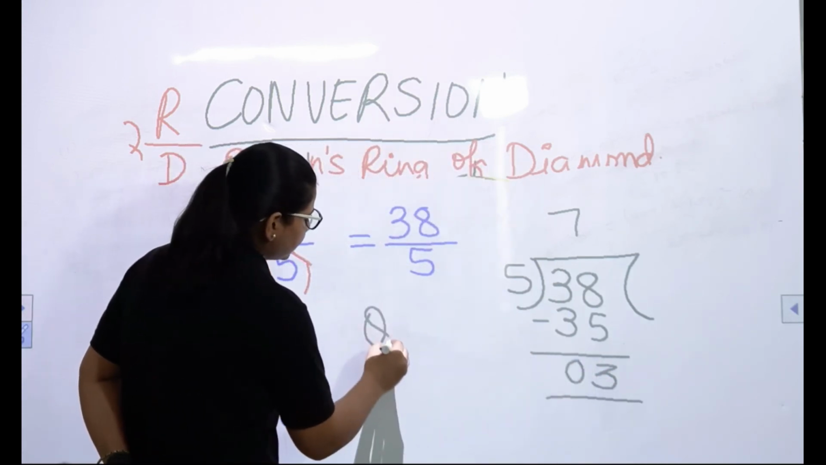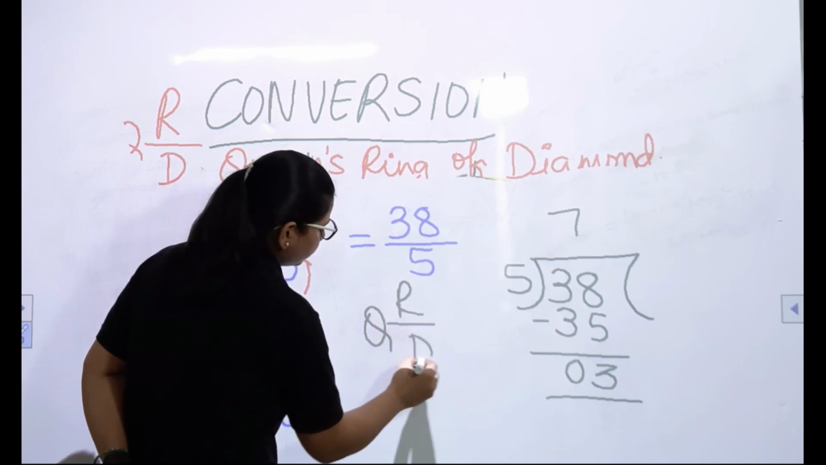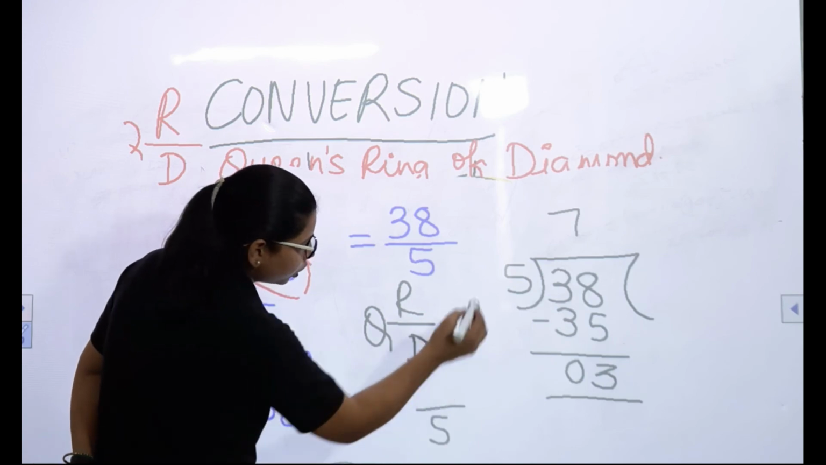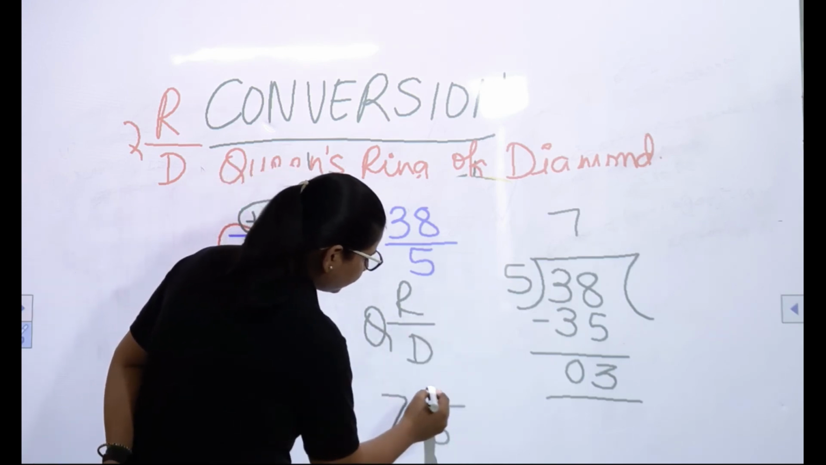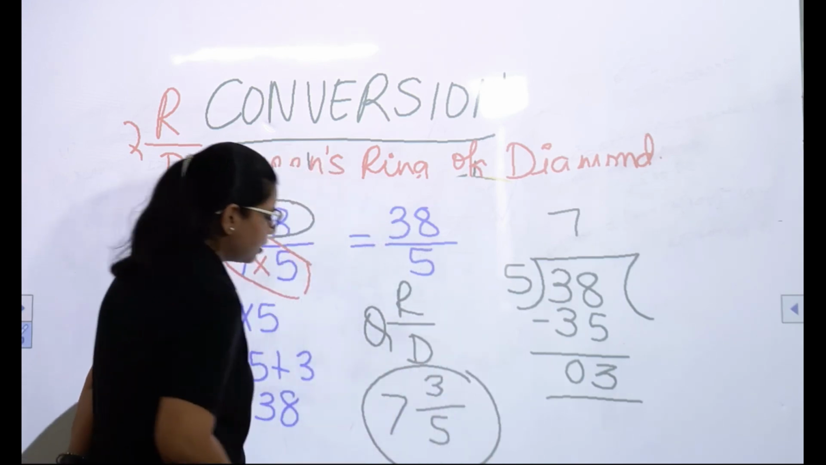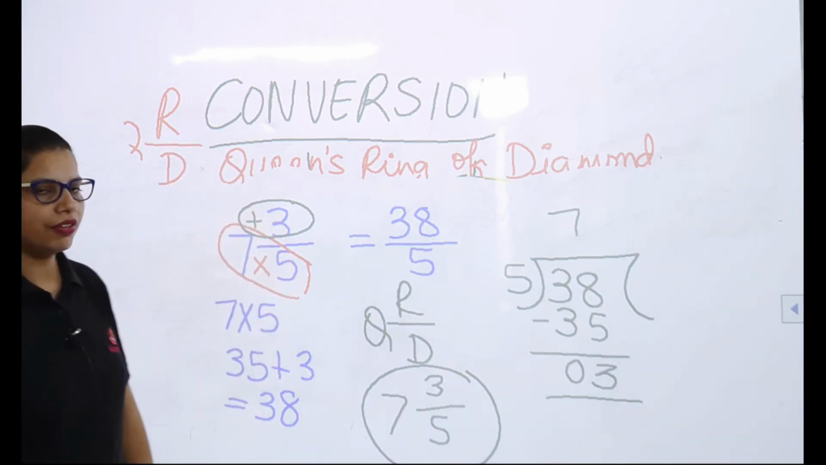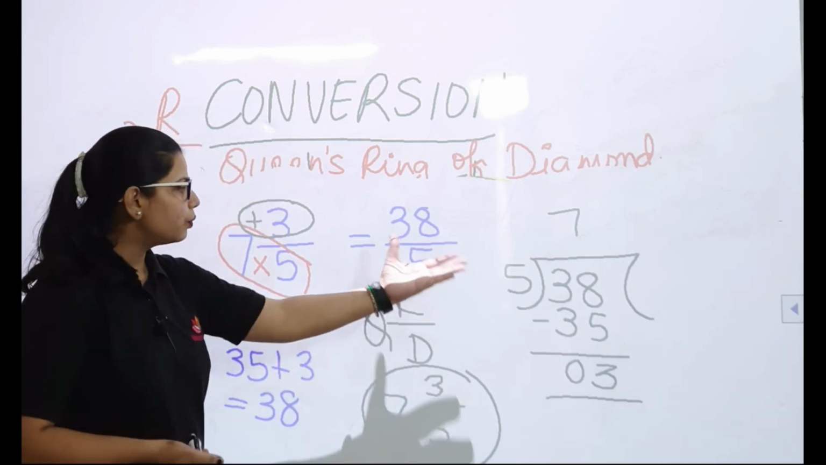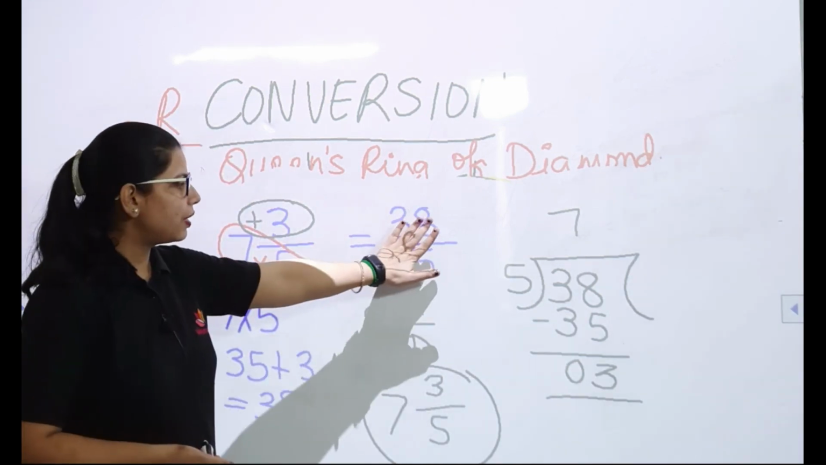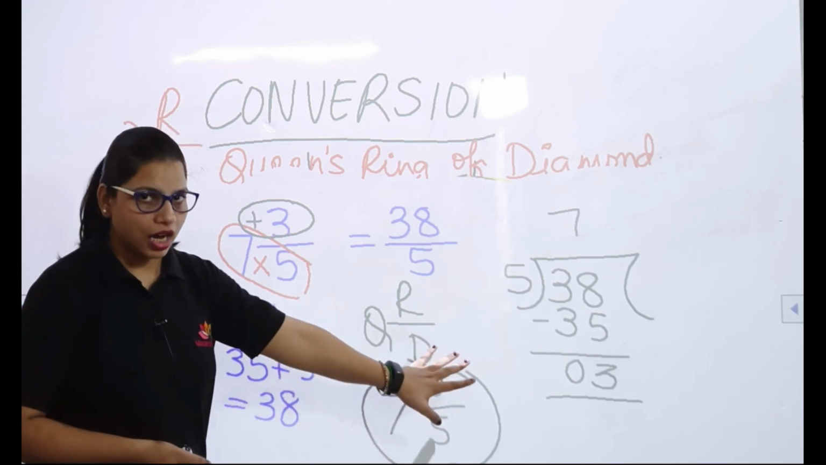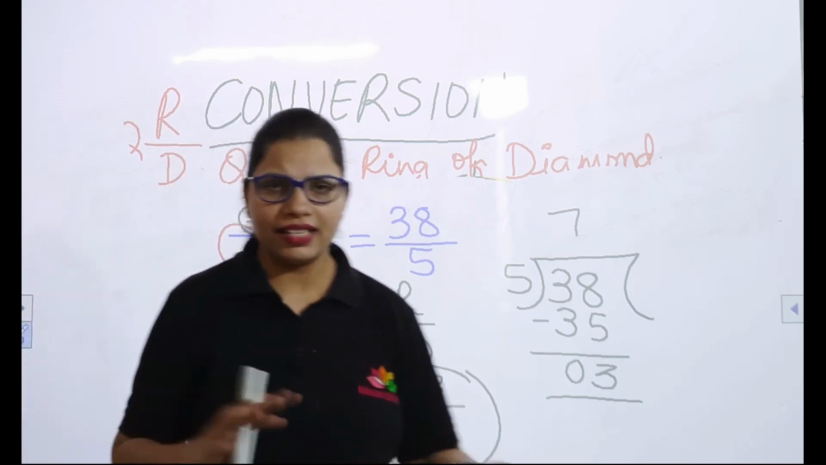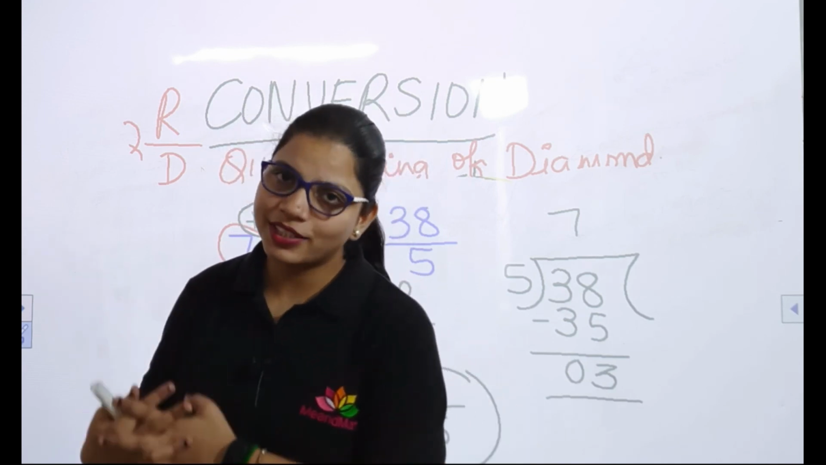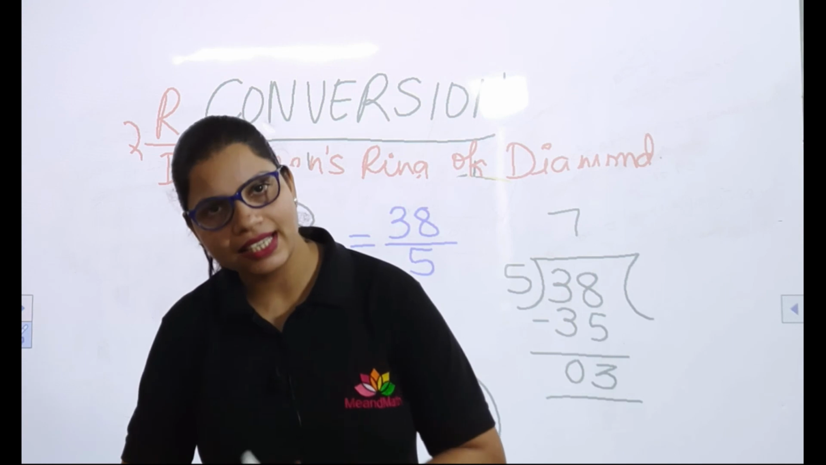So this is the remainder. How do we write queen's ring of diamond? Diamond stays 5 here. Now, queen is 7 and ring is 3. So the answer is 7 3 5th and here also 7 3 5th. This is the process through which we convert a mixed into improper, and then again we have checked that our answer is correct or not. So it's vice versa, reversible. We can easily do things. Okay? हम mixed को improper में और improper को mixed में easily convert कर सकते हैं.